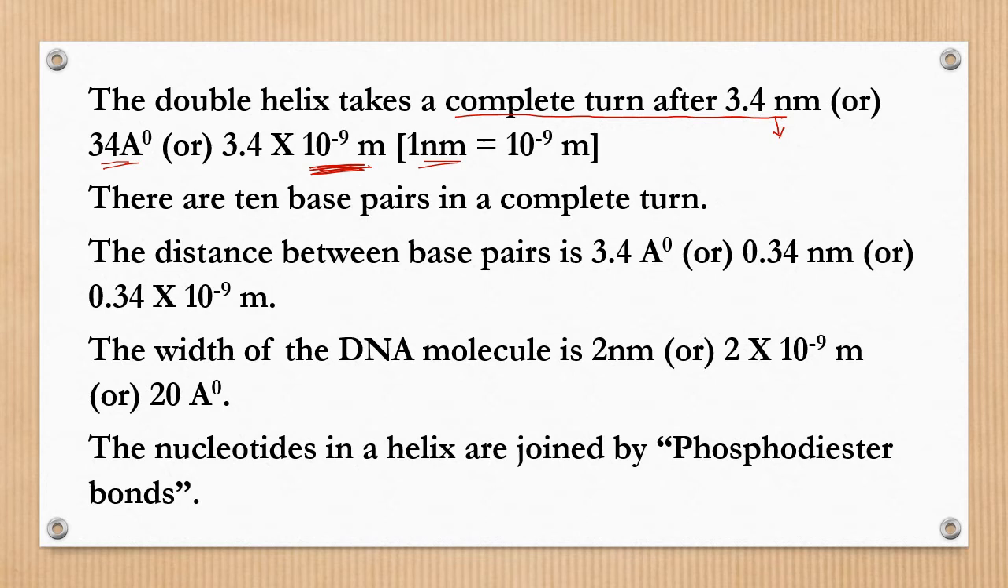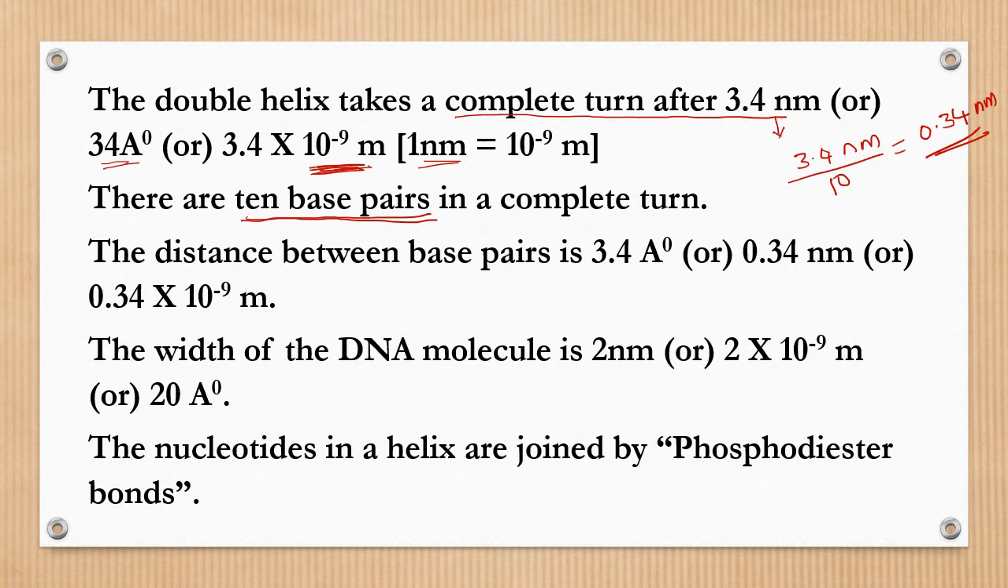There are 10 base pairs in a complete turn. In every complete turn, 10 base pairs are present. That means the length of the turn is 3.4 nanometers, and in this turn there are 10 base pairs. So the distance between base pairs in a particular turn is 0.34 nanometers.